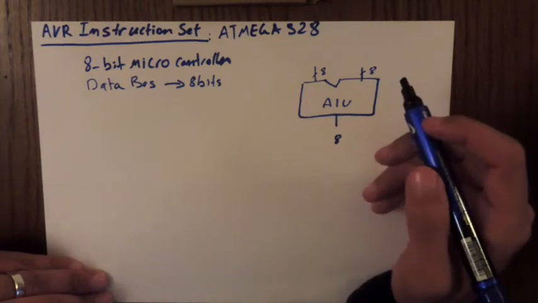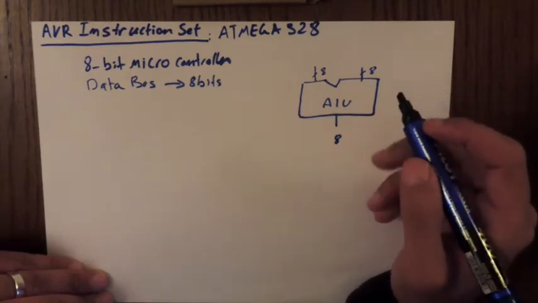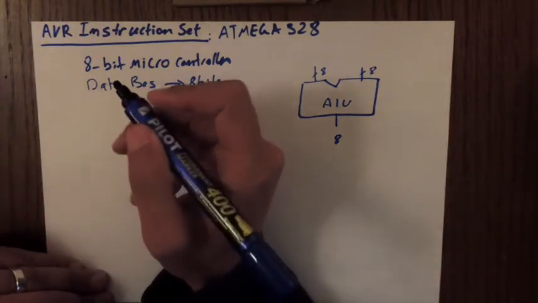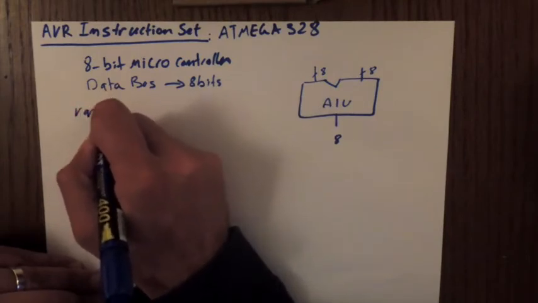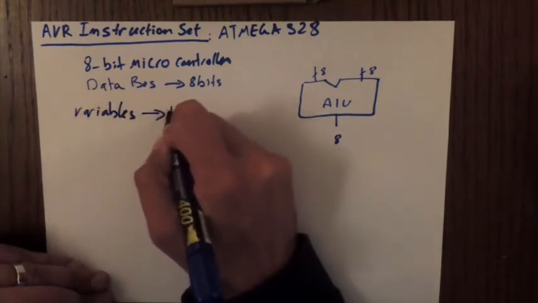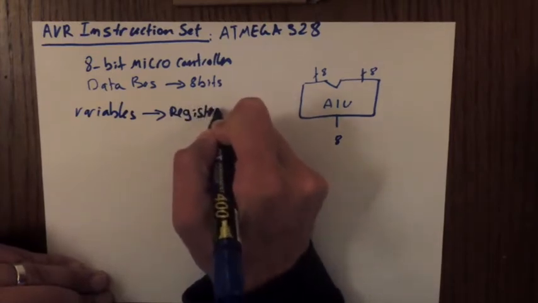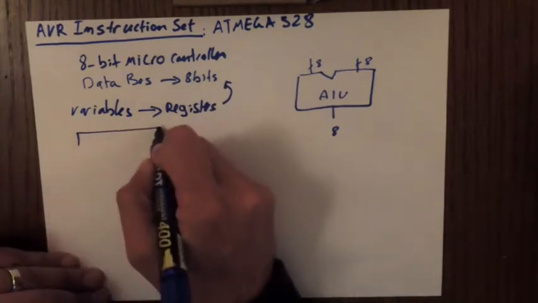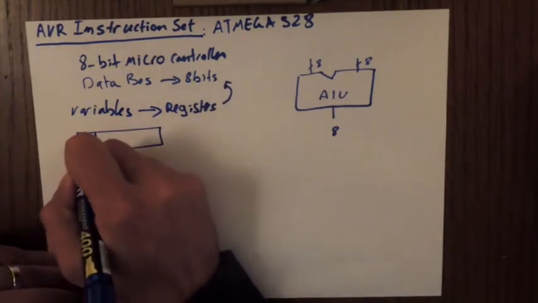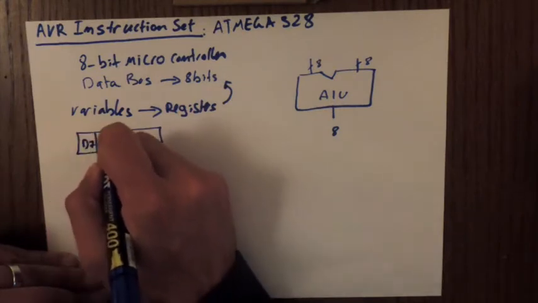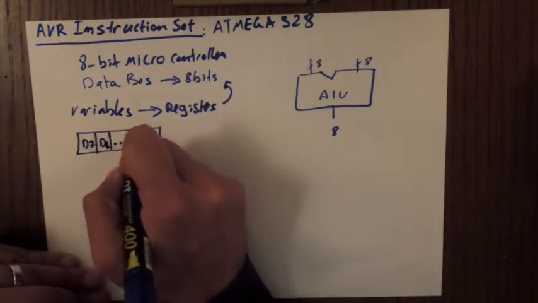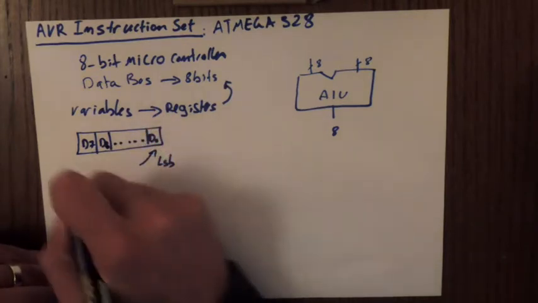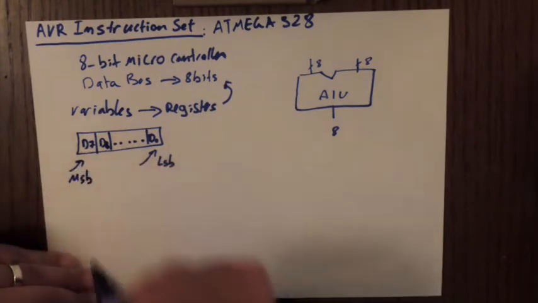Then what we need is variables. So in order to have variables, we store them in registers. As in any programming language, we have variables, and these variables go into registers, and of course these registers should be 8 bits. So it's a register like this. It has D7, D6, all the way to D0. This is the least significant bit and this is the most significant bit.